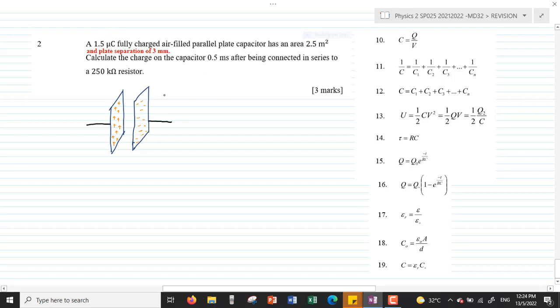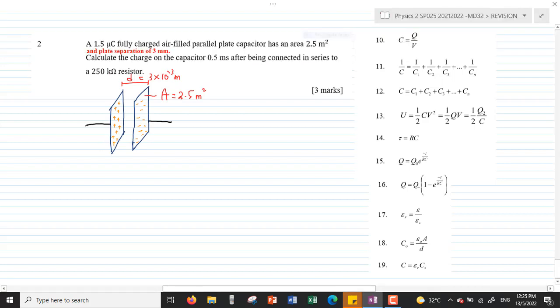So the area of the parallel-plate capacitor is 2.5 meters squared, and there is a correction for these questions. And the plate separation, the separation between the two parallel plates, I denote by d, is 3 millimeters. So calculate the charge on the capacitor 0.5 millisecond after being connected in series to a 250 kilo ohm resistor.